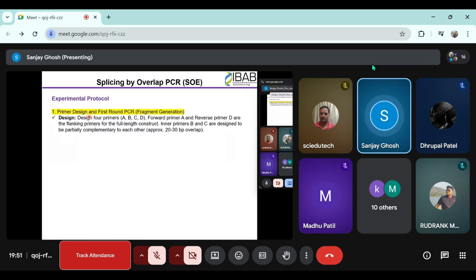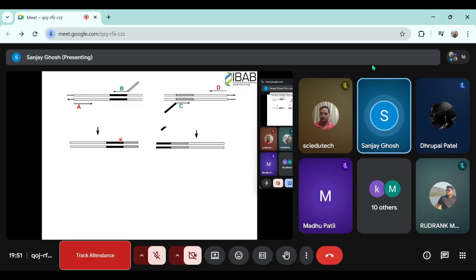So how is it done? What is the experimental protocol? The first step is to design the primers. So you design four primers: forward primer A and the reverse primer D. These are the end primers. And then you have something called inner primers B and C. And these B and C have a complementary region. So what do I mean by that? Let us say you want to amplify two pieces of DNA, right? So this is one piece, this is one piece. And you want to join this right next to it. You don't want anything in the middle. So what do you do? These are the flanking primers.